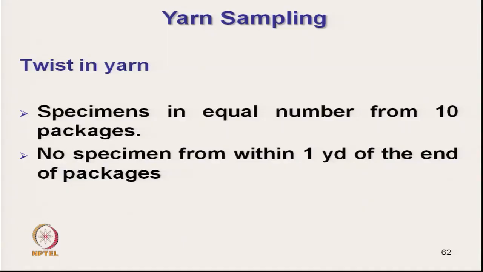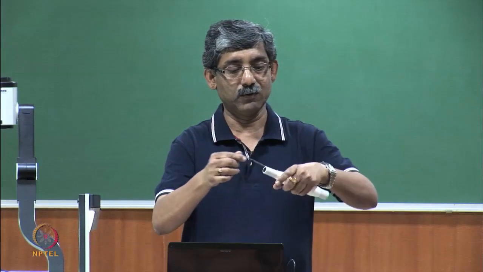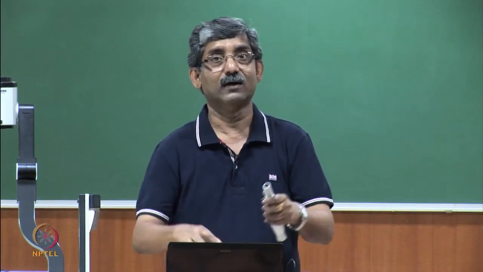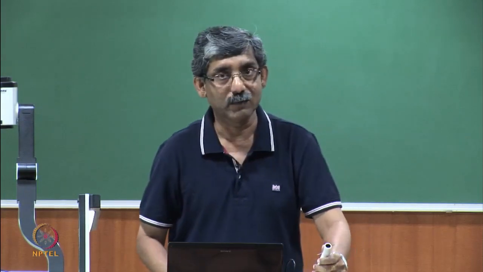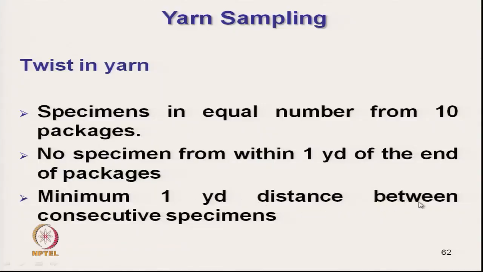At least 10 packages we have to take. No specimen can be taken from within 1 yard of the end of the package, so we have to discard at least 1 yard of length. Typically we also keep a minimum of 1 yard distance between consecutive specimens. If we measure twist from one portion, then we have to remove at least 1 yard, then we can take the next.